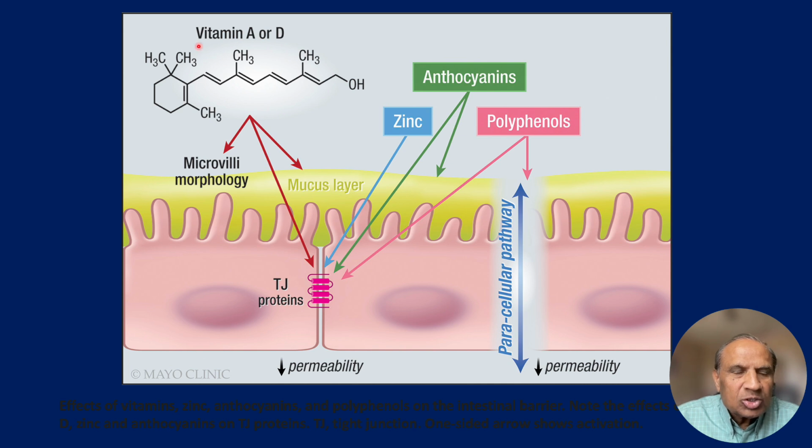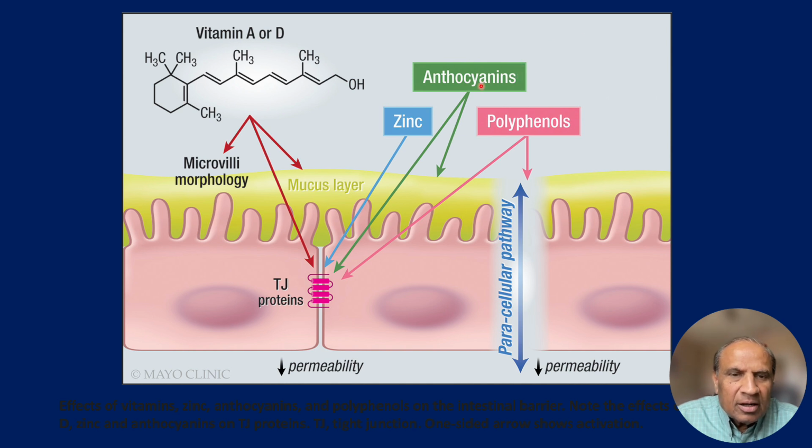Micronutrients in the diet are also very important in maintaining the integrity of tight gap junctions. Vitamins A and D help in maintaining microvillus morphology of epithelial cells. They also help in maintaining the mucus layer by stimulating mucus secretion, and also help in maintaining the structural integrity of tight junctions. Zinc is directly involved in maintenance of tight junction proteins by being a metalloenzyme.